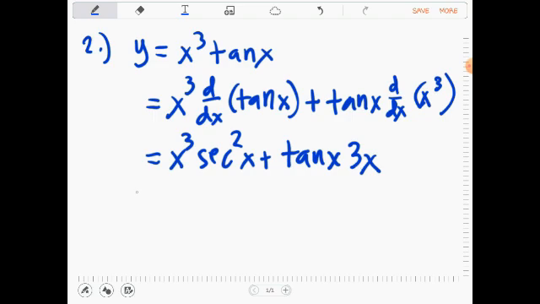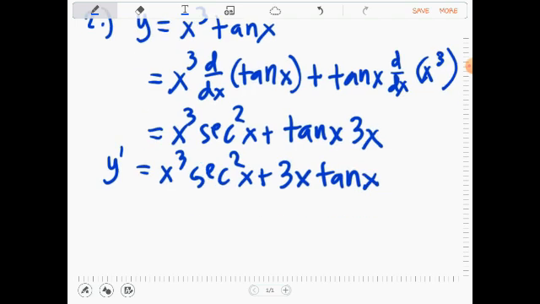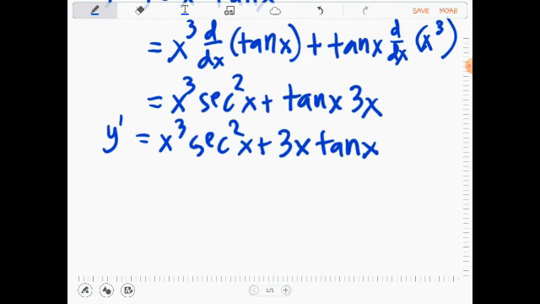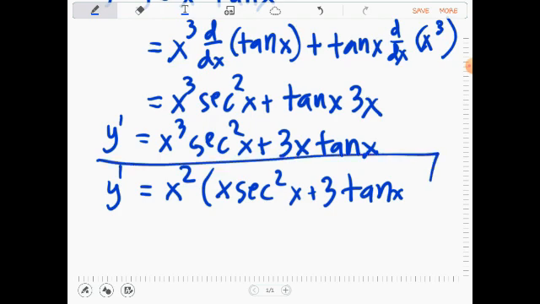Okay? So, this should be equals to y prime is equals to x cubed secant squared x plus 3x squared tan of x. Okay? So, ngayon, pwede pa natin siyang isimplify. Okay? So, this should be equals to y prime is equals to x squared. Pinactor ko lang. Okay? And this should be equals to x secant squared x plus 3 tan of x. Ayan.